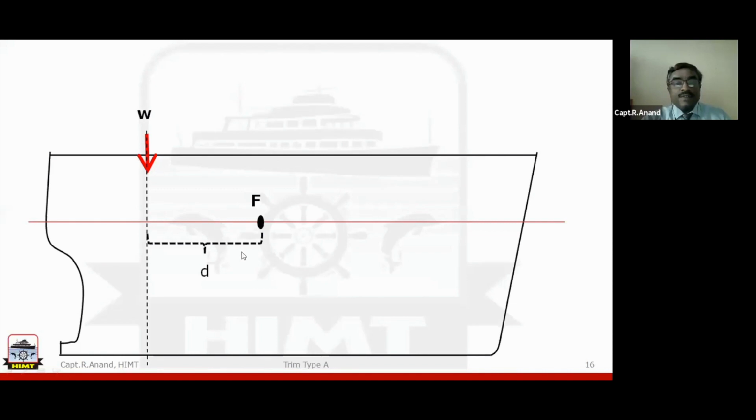I am not bothered about what is the distance of this weight loaded from the aft perpendicular or midship or forward perpendicular. I am interested in knowing what is the distance from the fulcrum. Is it not? Because that is going to decide my trimming moment. So in this case, the trimming moment which is going to be caused is the product of D into W.